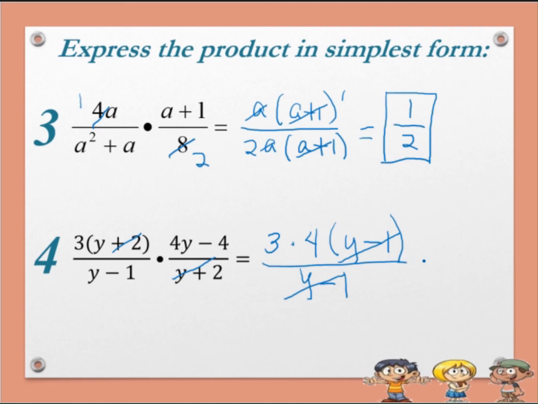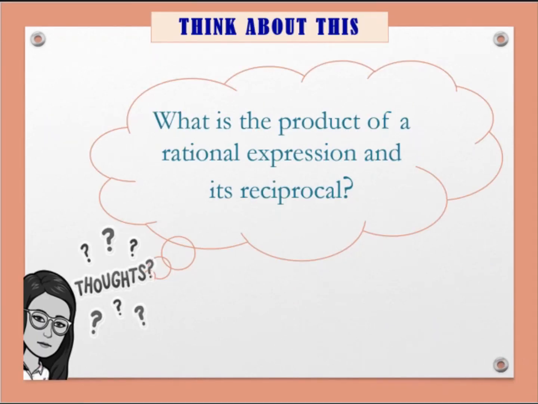What is left in our numerator? We have here 3 times 4. 3 times 4 is equal to 12 all over. What's left in the denominator is 1. 12 divided by 1 is the same as 12. So, the final product is now equal to 12. Think about this. What is the product of a rational expression and its reciprocal?